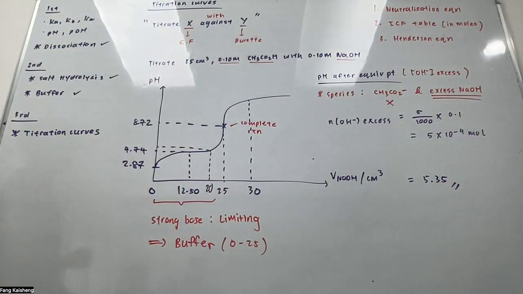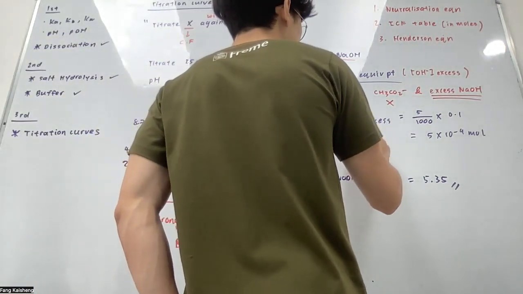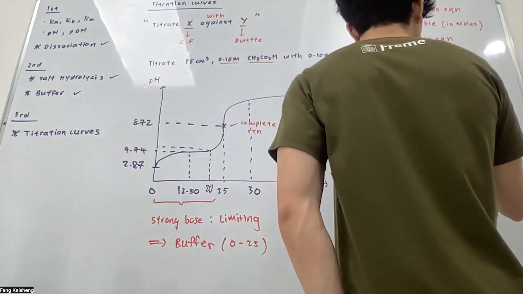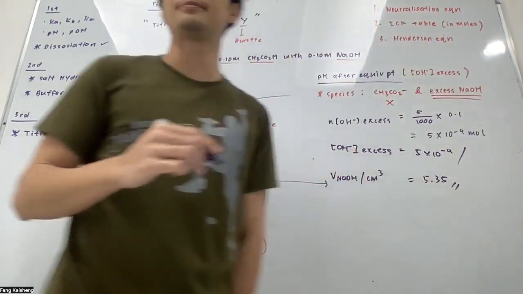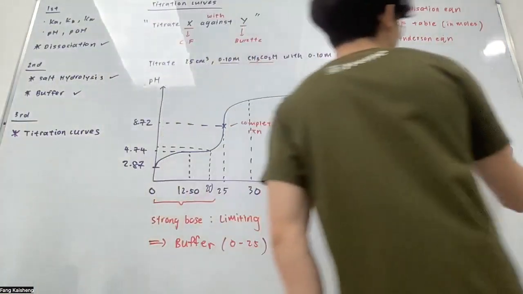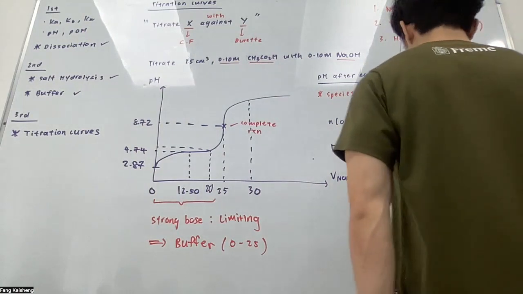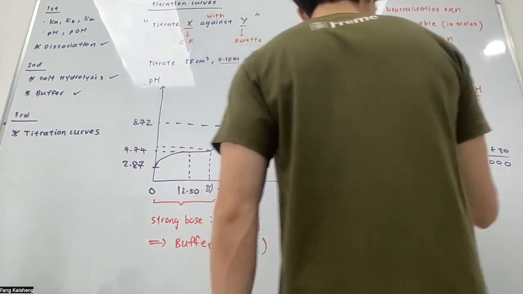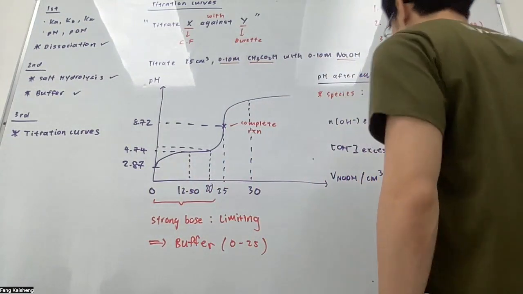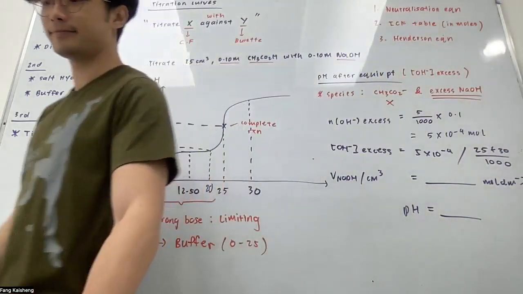Number of moles must be converted into concentration. So I find the concentration of OH minus in excess. So I must divide by what? What's the volume? Volume is 30 plus 25. Good. 25 from the conical flask and then another 30 cm cubed of NaOH. Use this to find the concentration of OH minus. And from that, I'm sure you all know how to find the pH.